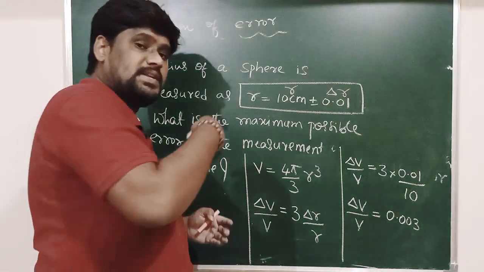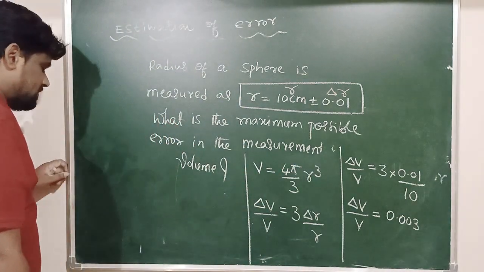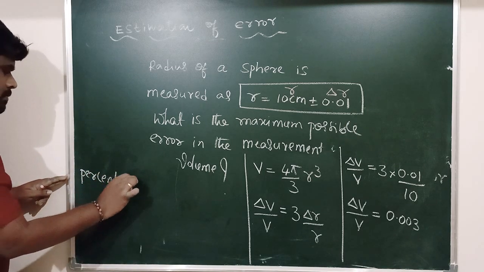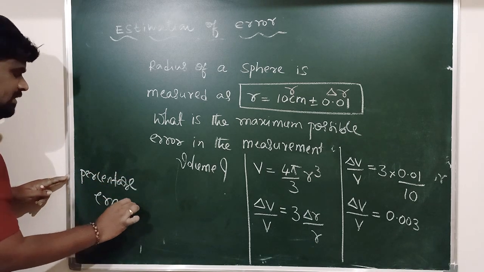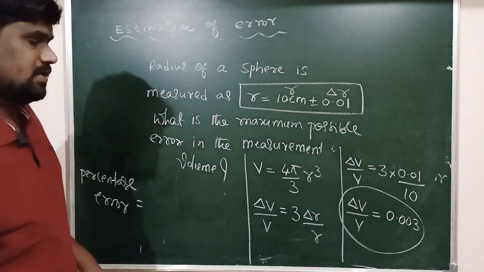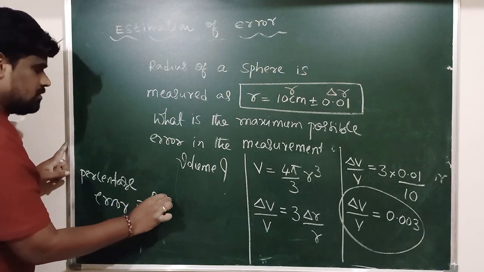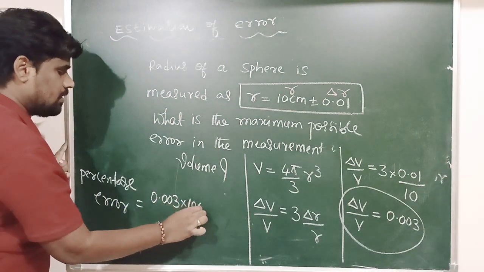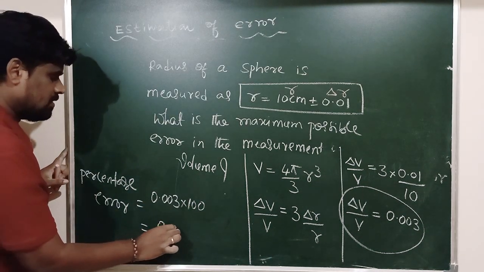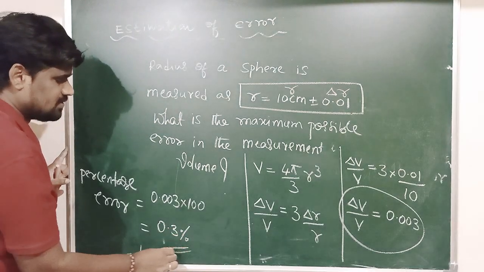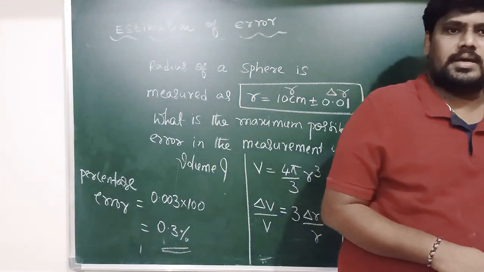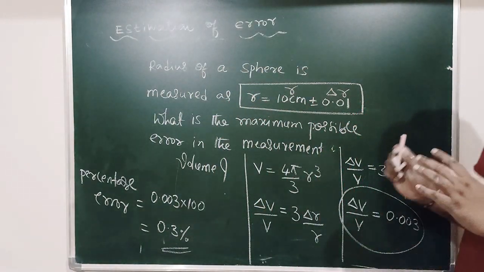Suppose if you want to know the percentage of error in the volume. What is the percentage error? So percentage error is always given by relative error multiplied by 100%. Relative error is 0.003 multiplied by 100. It should be 0.3%. What is 0.3%? It is a maximum possible error in the measurement of volume.